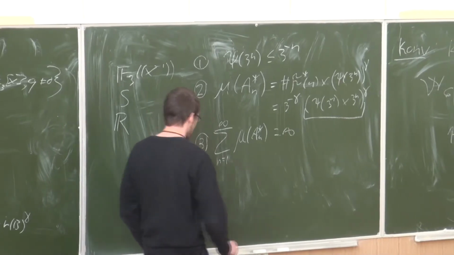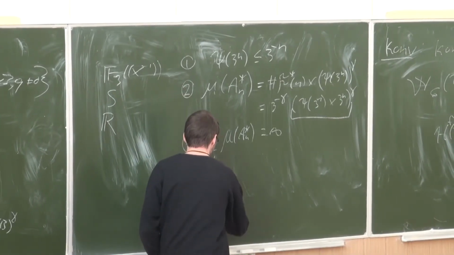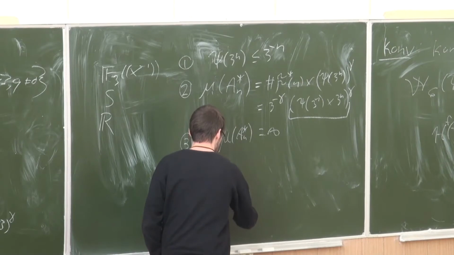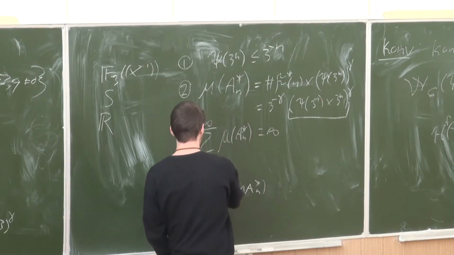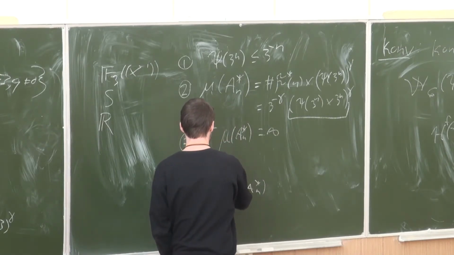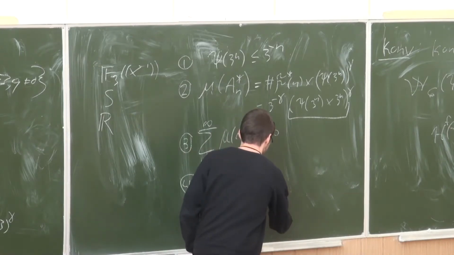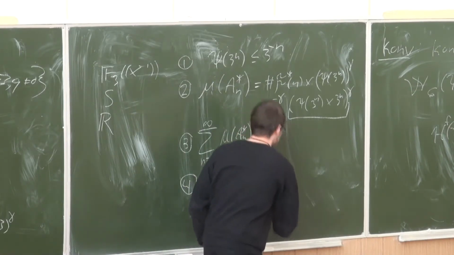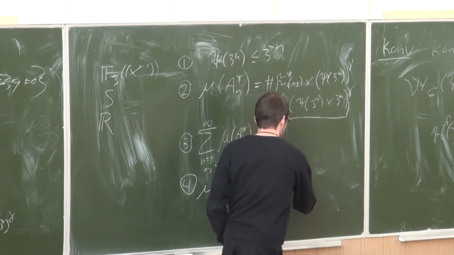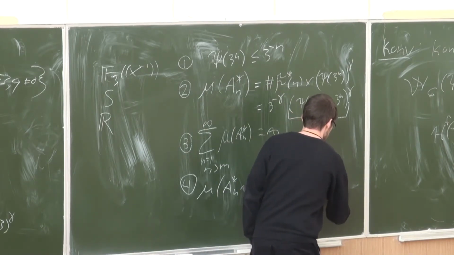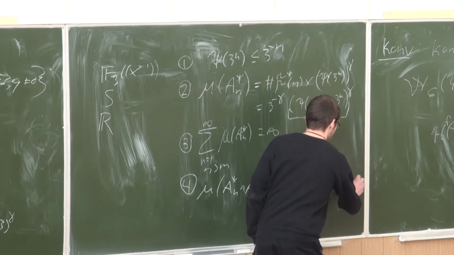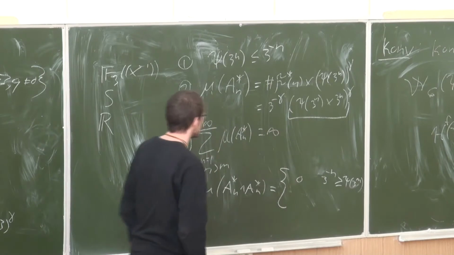So the fourth step, we simply compute mu of An star times An star under the assumption that the mu is larger than n. We can actually compute this. It turns out that it's 0 if 3 to the minus n is larger than or equal to psi of 3 to the n. And how do we do that?